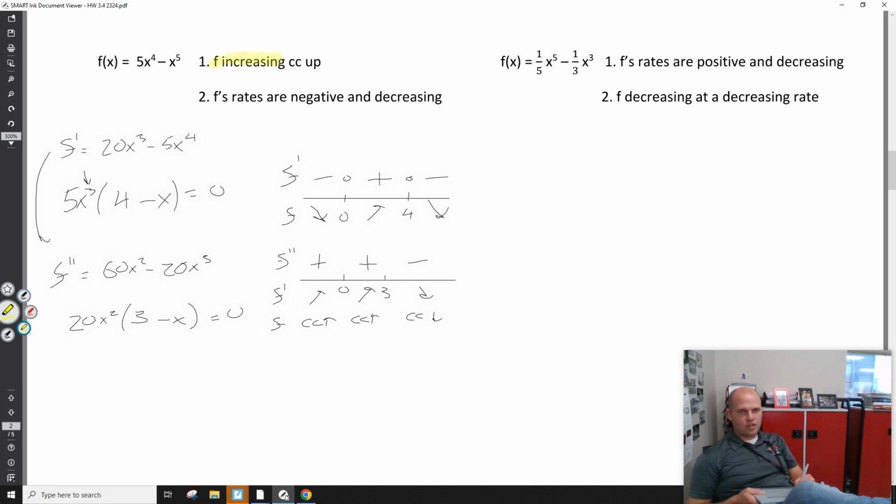F is increasing and concave up. Okay, F is increasing, F is concave up. Okay, so from 0 to 3, we're doing both. F's rates are negative and decreasing. F's rates are F prime. F prime is negative. Okay, we can just look right here. F prime is negative. F prime is decreasing.